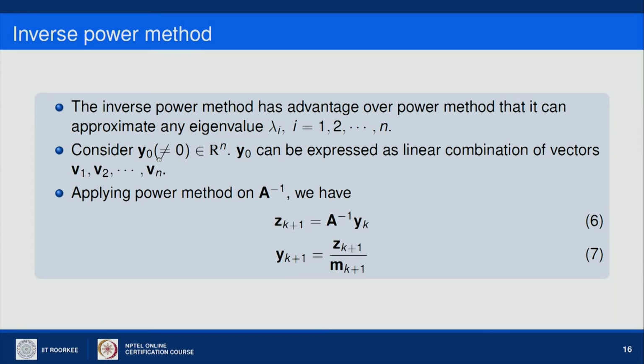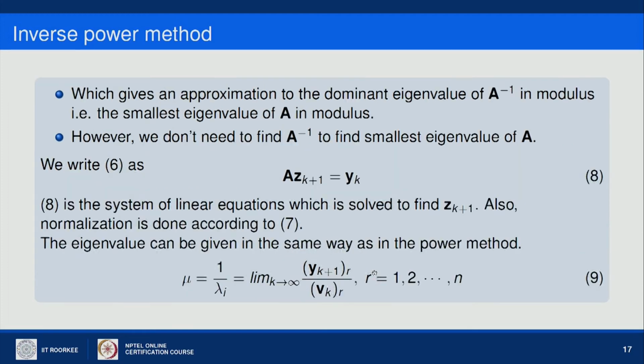Consider y naught, which is a non-zero vector in Rn. Then y0 can be expressed as a linear combination of eigenvectors of A, and applying the power method on A inverse we get zk plus 1 equals A inverse yk, and yk plus 1 equals zk plus 1 upon mk plus 1. In this way we get the approximation to the dominant eigenvalue of A inverse in modulus, that is the smallest eigenvalue of A in modulus.